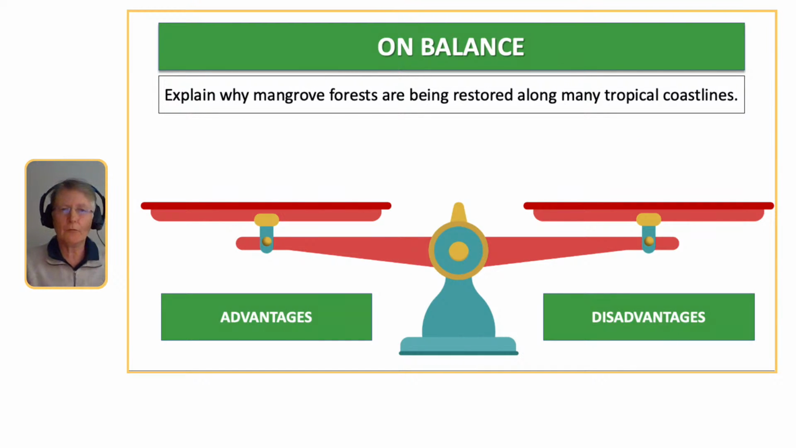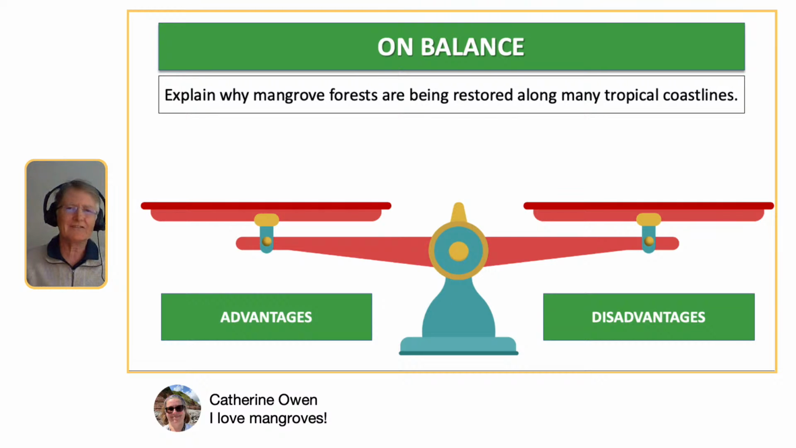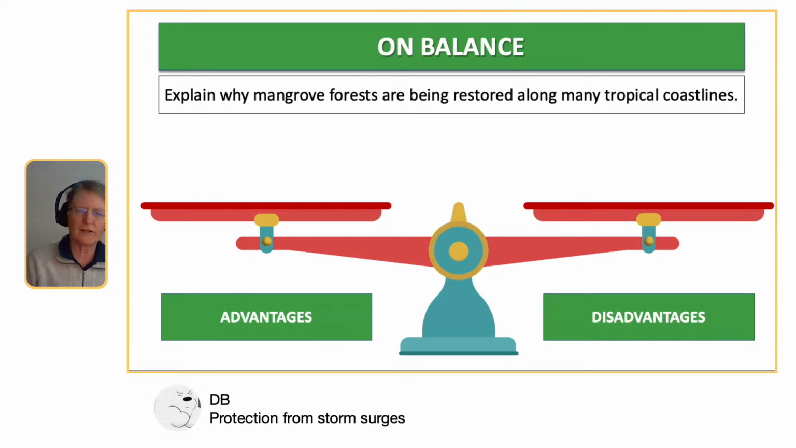So if we look at the on balance question, a question could be, explain why mangrove forests are being restored along many tropical coastlines. So just to start off with, jot down any advantages that might happen as a result of restoring mangrove forests. What would be some advantages of doing that? We're just going to give you a few moments to think about that. So jot down your ideas on paper, and if you feel brave, in the chat.